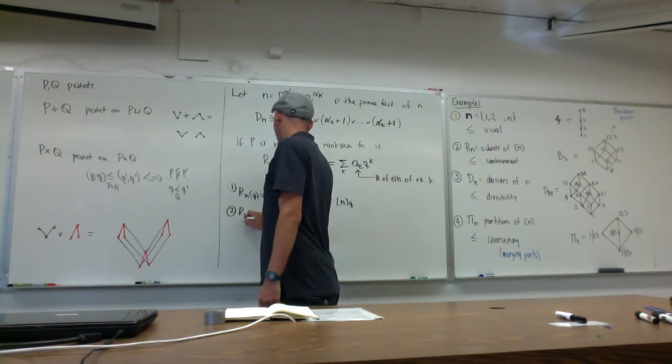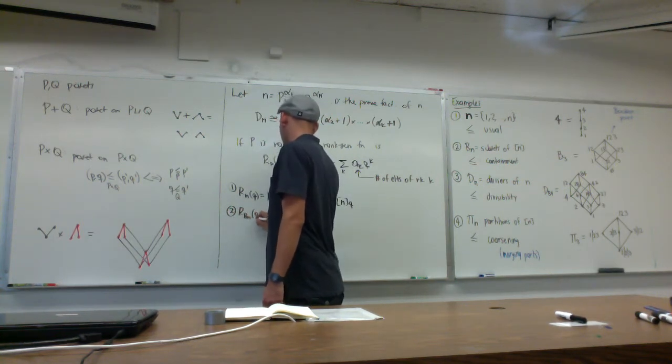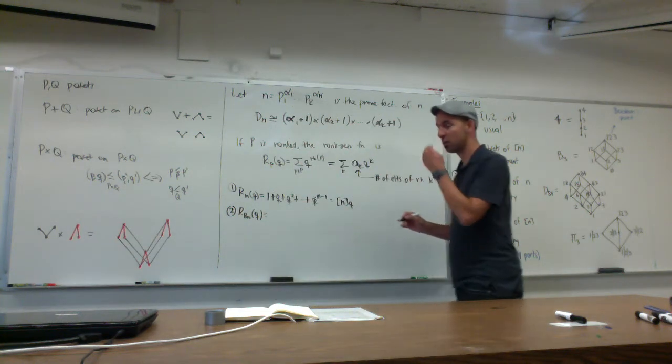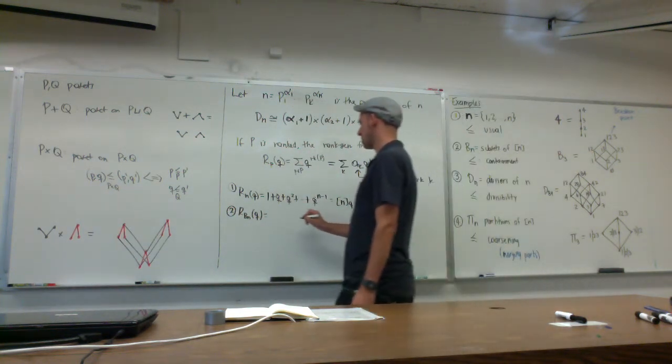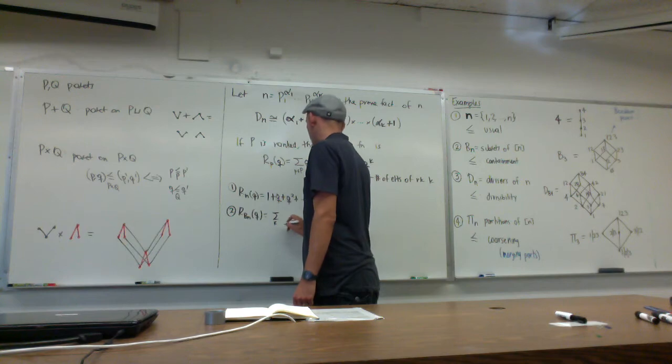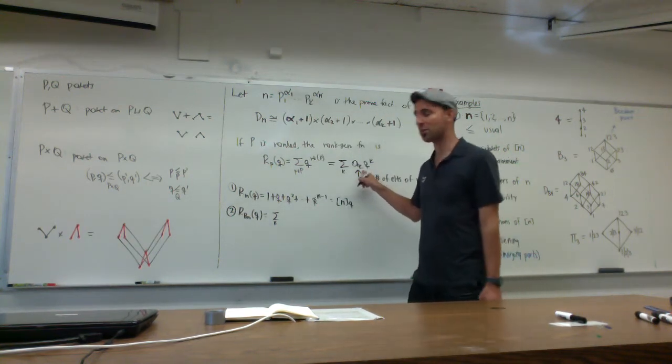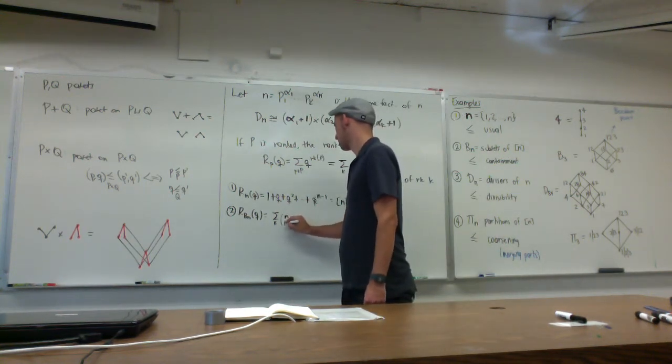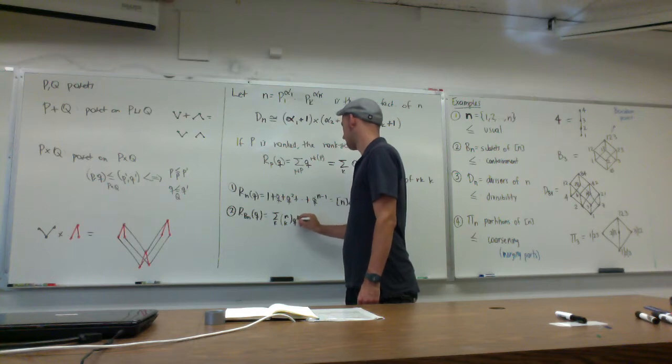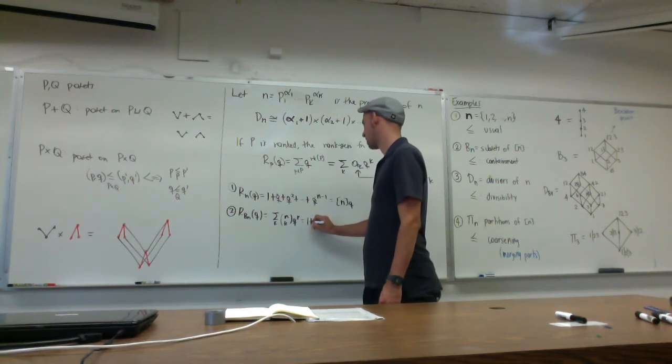What about the rank generating function for the Boolean poset? Well, here this is just the sum over k of q to the k times the number of elements of rank k, which are the subsets of size k. So you just get (1 plus q) to the n.